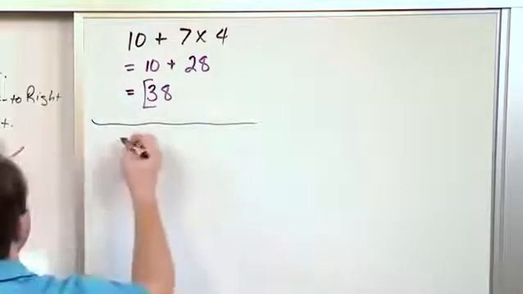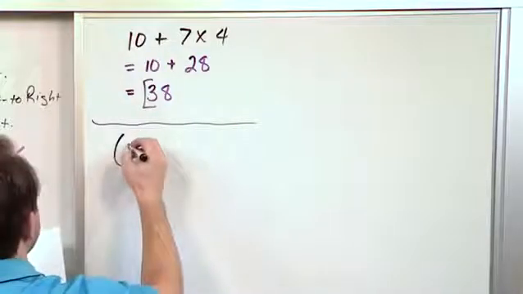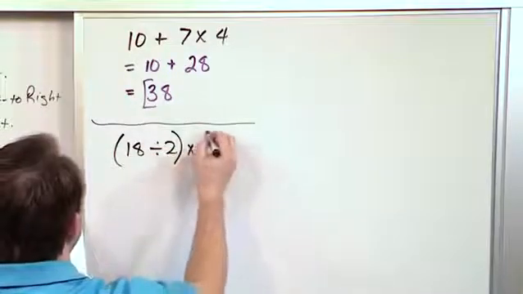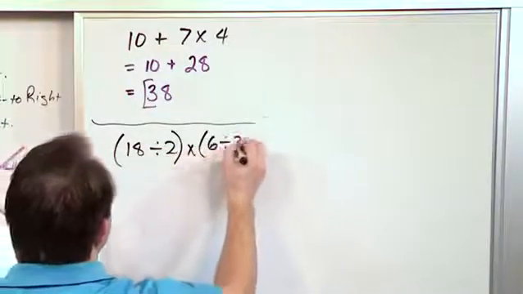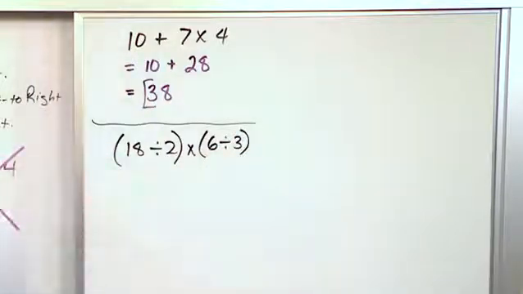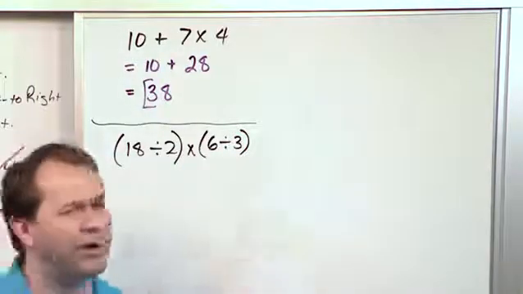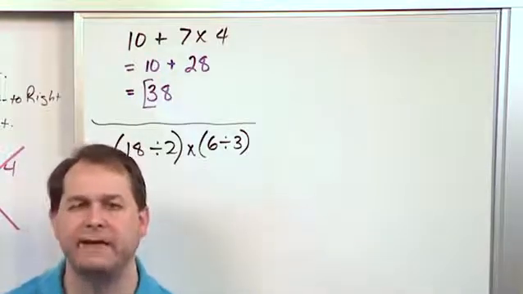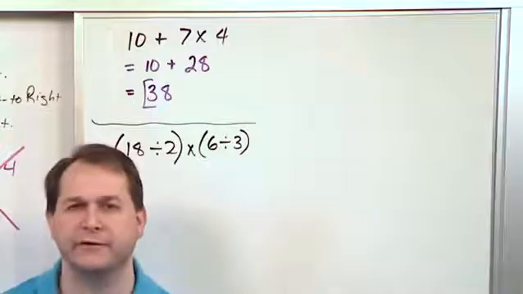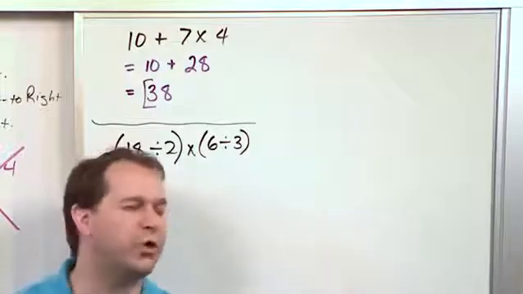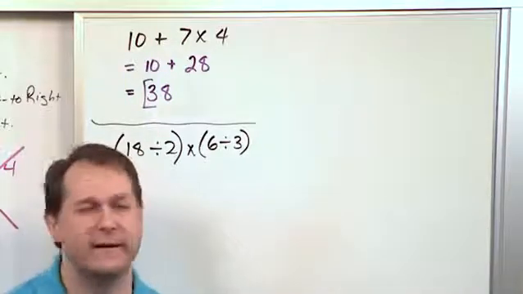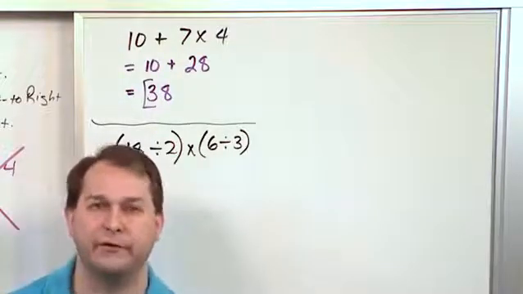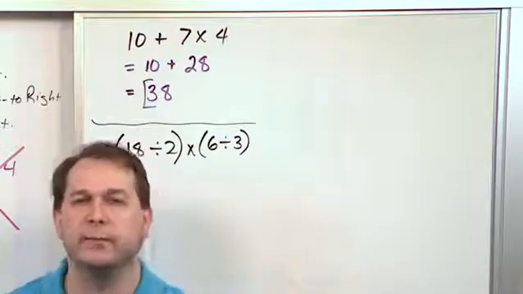Now for this problem, we're going to introduce this idea of a parentheses. 18 divided by 2 times 6 divided by 3. Now here, if you've never seen parentheses in math before, it looks a little bit weird. But the way you read parentheses in math is just in terms of the order of operations. All parentheses mean, the only reason we have parentheses is because we want to force what's inside of the parentheses to happen first, because parentheses are always number one on the list.